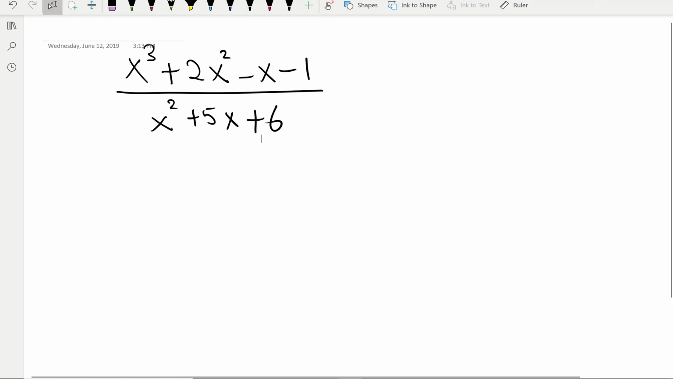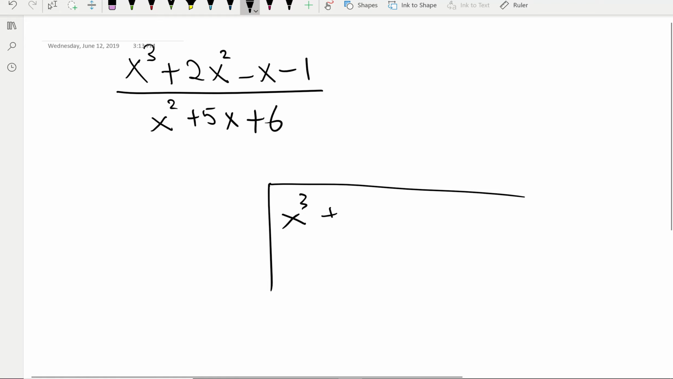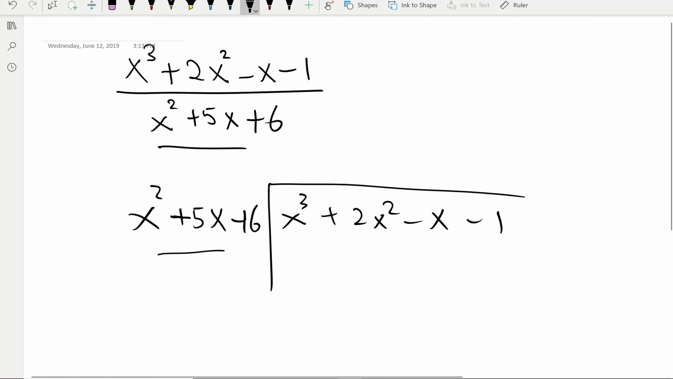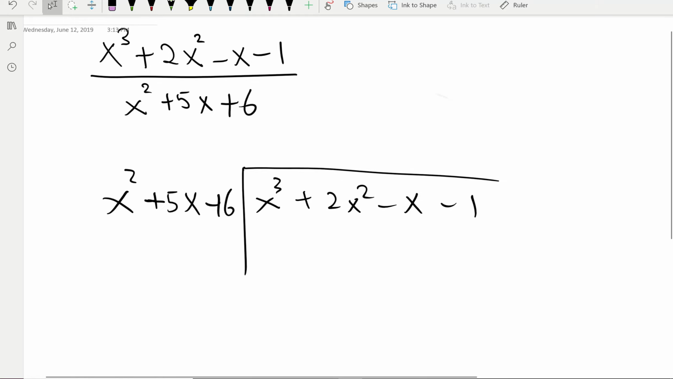Use polynomial long division. So let's divide x cubed plus 2x squared minus x minus 1 by x squared plus 5x plus 6. So here's something. In case 2, you don't have to factor the denominator in the beginning of the problem. See, I didn't factor the denominator. You have to do that in case 1 but not in case 2. Otherwise it's going to be extremely inconvenient to do the polynomial long division if you factor it. So postpone factoring the denominator.